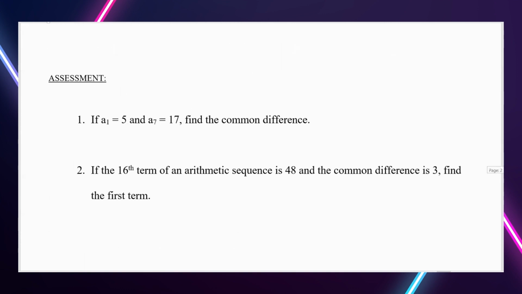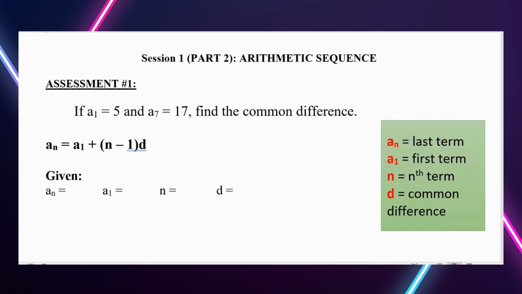For your assessment, try to answer: if a sub 1 is equal to 5 and a sub 7 is equal to 17, find the common difference. And the second one: if the 16th term of an arithmetic sequence is 48 and the common difference is 3, find the first term. Sa video ito ay pagpapatuloy natin ang pagbibigay ng iba pang halimbawa ng arithmetic sequence. And we will answer and discuss the assessment na aking ibinigay sa part 1 of this topic.